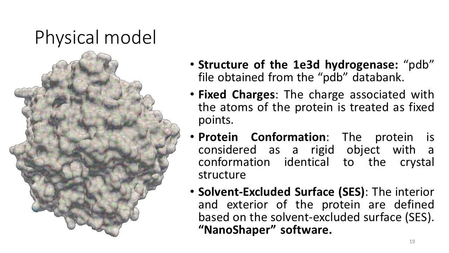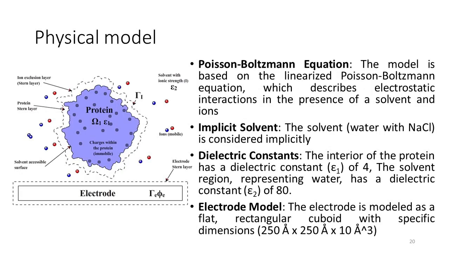The mesh was created with the software NanoShaper, with some parameters that you can see in the publication. Another important point that I need to mention for the model is that first I used the linearized version of the Poisson-Boltzmann equation for all the calculations. That implies that I need to consider that the solvent is implicit. Remember that my solvent is an ionic solution of water with sodium chloride.